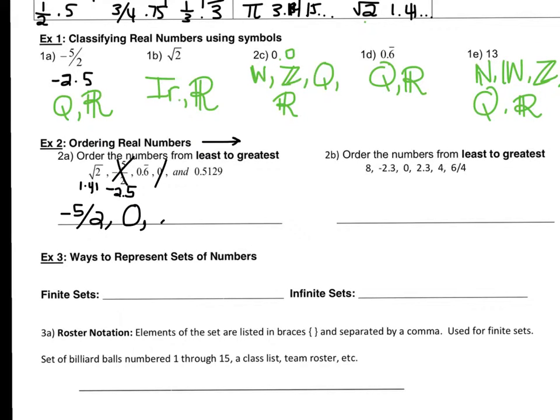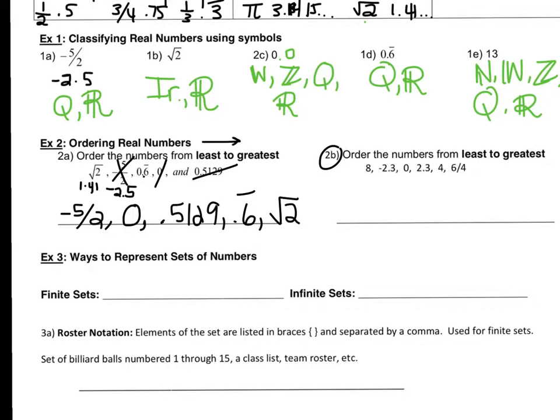Then would be the 0.5, 129. And then the 0.6 repeating would be the next biggest. And finally, the square root of 2, because it's 1.41, would be the last one in the list. You can try 2b on your own.